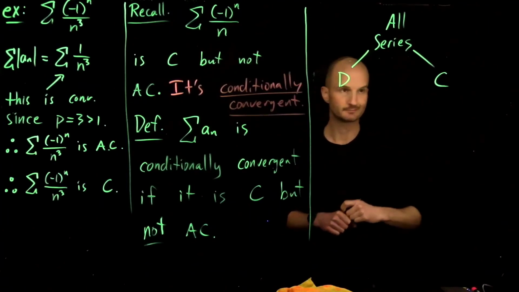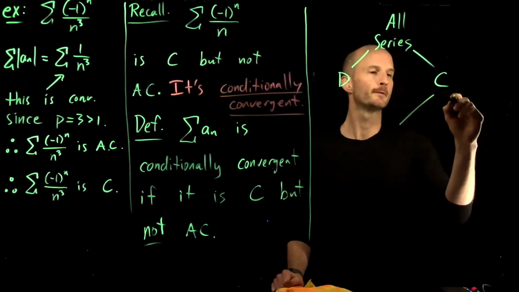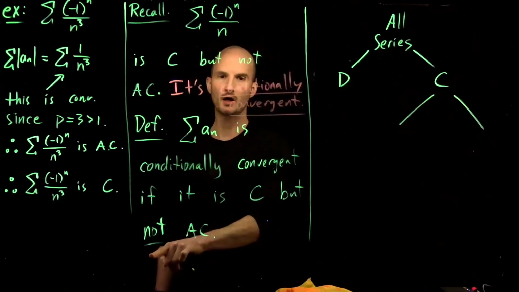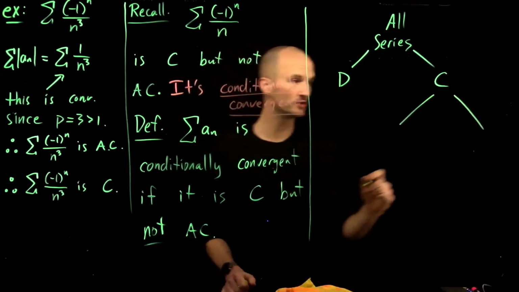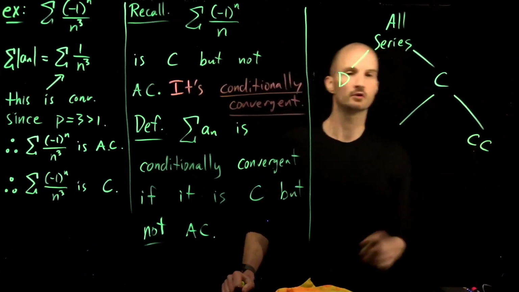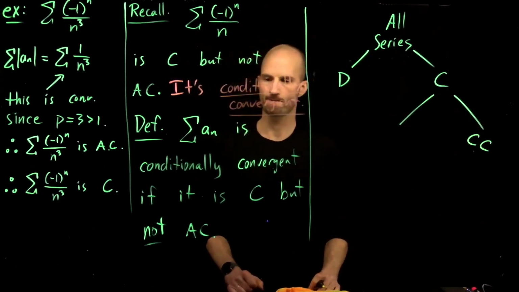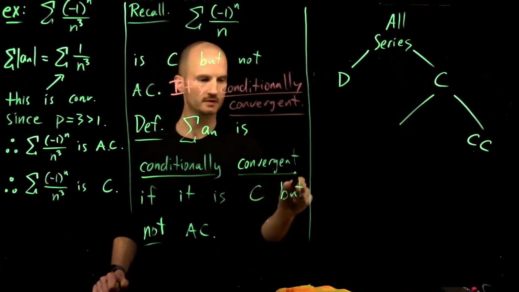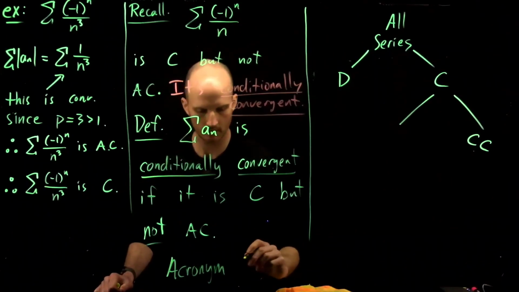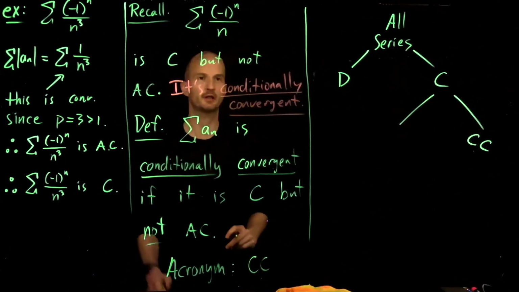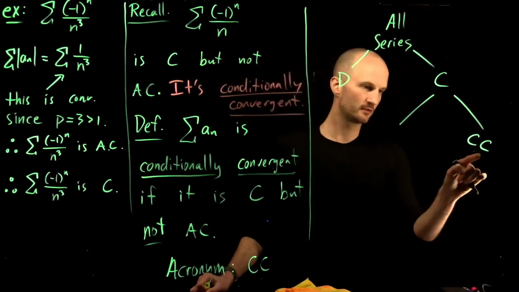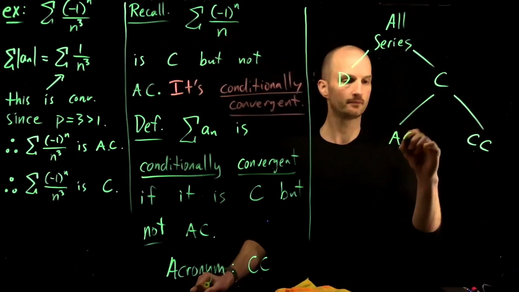Now, if it's convergent, here's where things get a bit more complicated. Let's say it's convergent, but not absolutely convergent. Well, then we say it's conditionally convergent. The acronym is CC. So inside the category of convergent series, you have conditionally convergent or absolutely convergent.